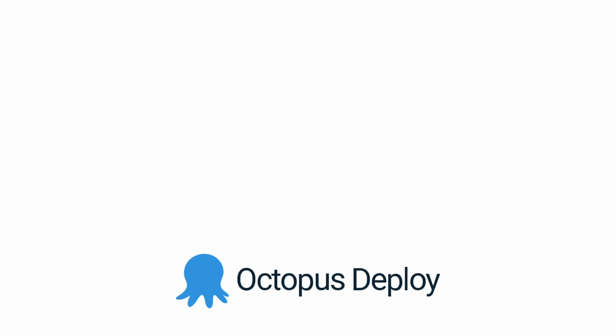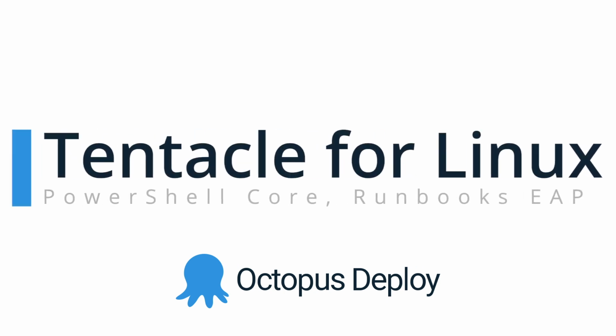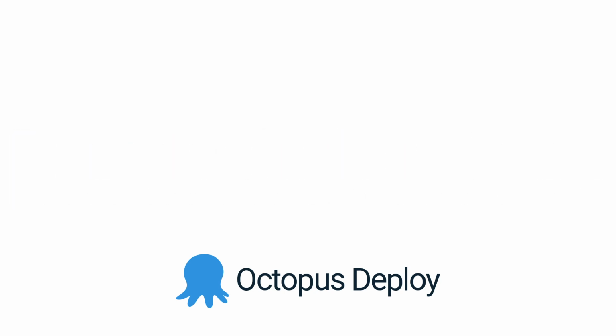This is a big release and I'm excited to share it with you. Our headline feature is Tentacle for Linux, which unlocks Linux deployments to the most secure environments. But there are lots of other great features to talk about, including built-in PowerShell Core support and early access to our Operations Runbooks feature. We've got a lot to cover, so let's get started.